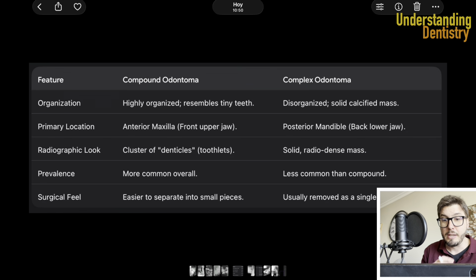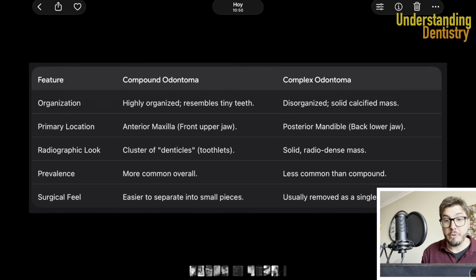Primary location, anterior maxilla for the compound. So that's how it happens, the disruption of the tooth growth in the form of the compound odontoma, small denticles in the anterior maxilla. But on the mandible, we have big teeth, the molars. And now for posterior mandible, it's usually the complex odontoma, the big mass. All right? That's why radiographic look, denticles or toothlets for the compound odontoma, more common in the anterior teeth, and then complex odontoma, radiopaque mass. All right? Mass with A, of course.